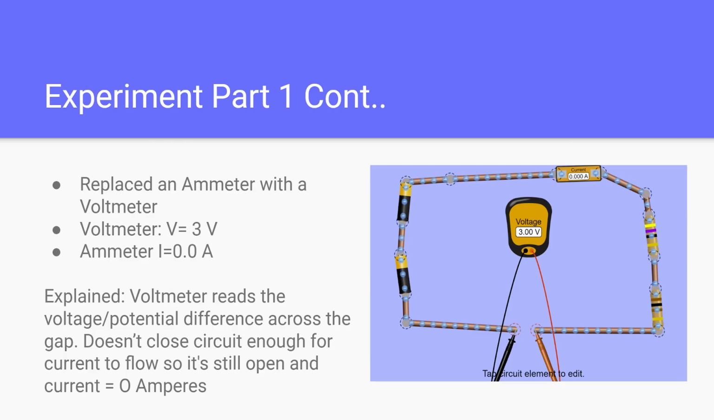For the second part, we replaced an ammeter with a voltmeter, and the reading on the voltmeter was 3 volts, same as the batteries, and the ammeter read 0 amps. This is because the voltmeter just reads the voltage/potential difference across the gap. It doesn't close the circuit enough for current to flow, so the circuit is still open, and the current is 0 amperes as seen by the ammeter.